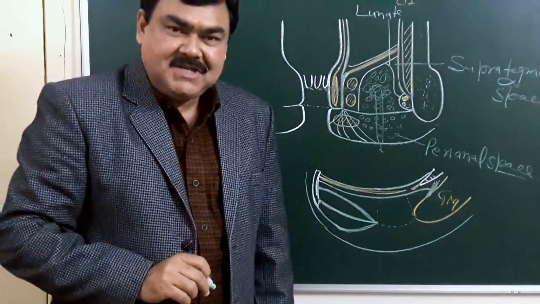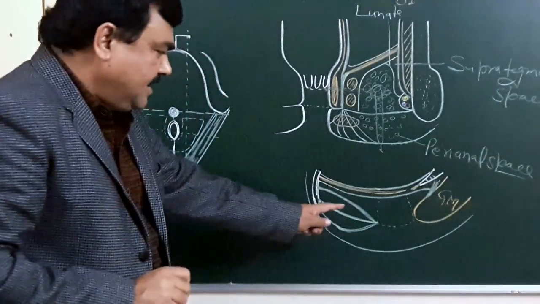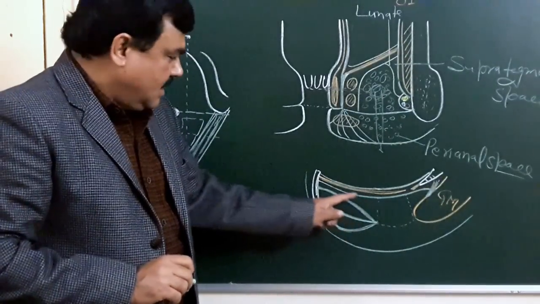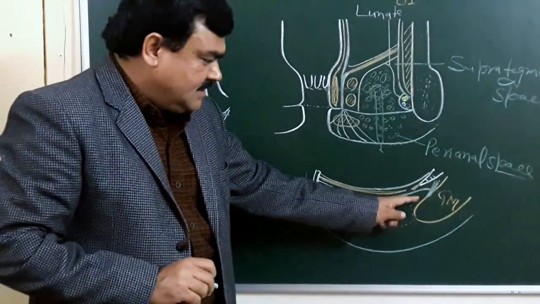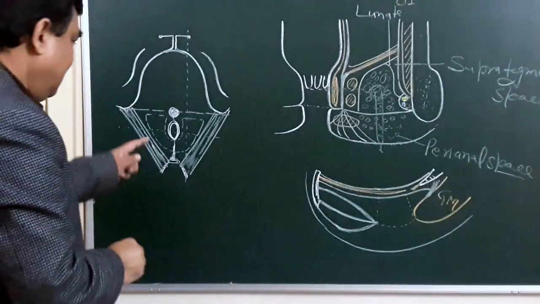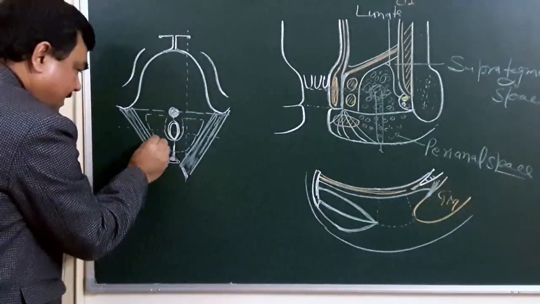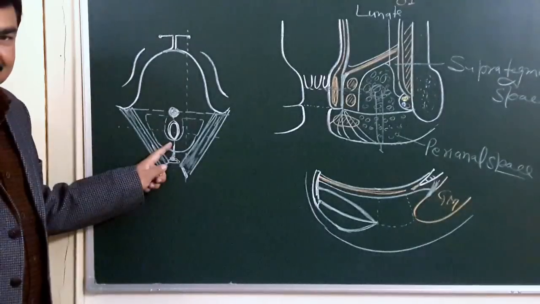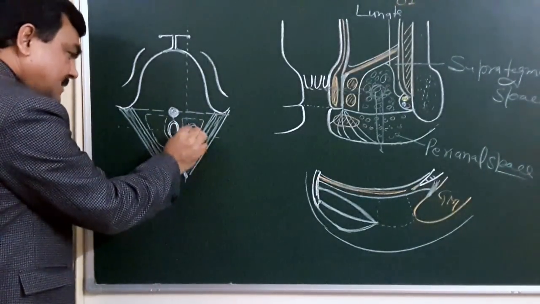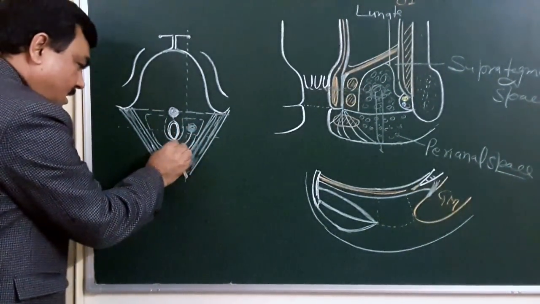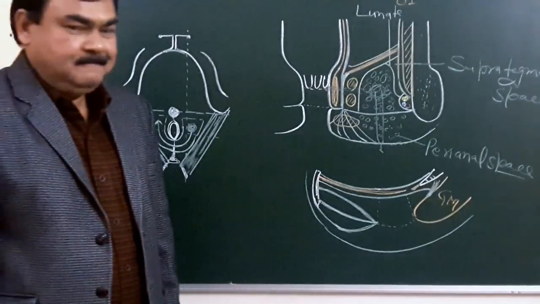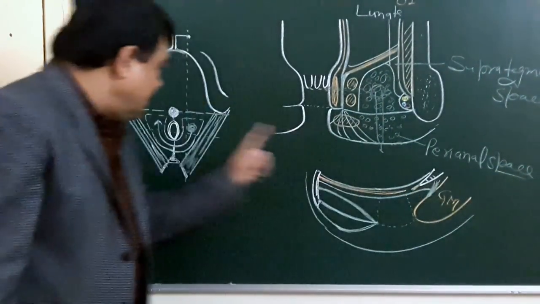There are three recesses. One recess is present here. This is the anterior recess, which extends anteriorly up to the pubic bone. There is a posterior recess. It extends up to the sacrotuberous ligament. And there is a horseshoe-shaped recess. In this diagram, you can see here is the horseshoe-shaped recess. This is very important clinically because, suppose here is infection, this infection may extend to the other side by this horseshoe-shaped recess. So there are three recesses: anterior recess, posterior recess, and horseshoe-shaped recess.